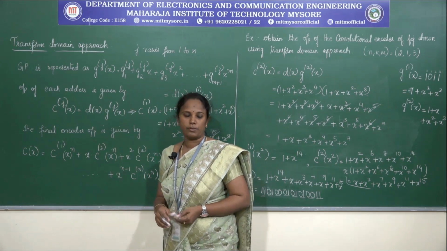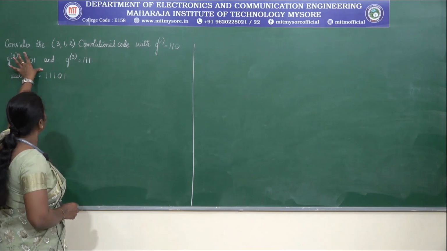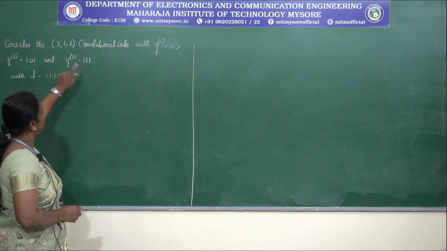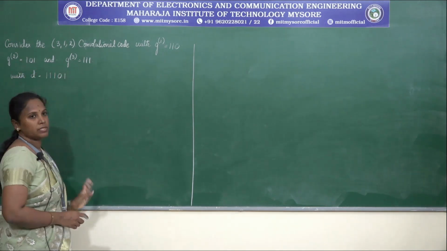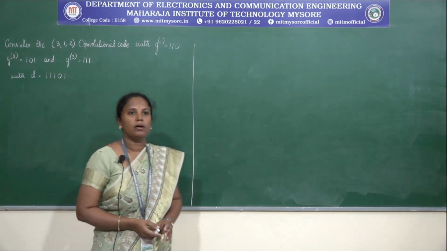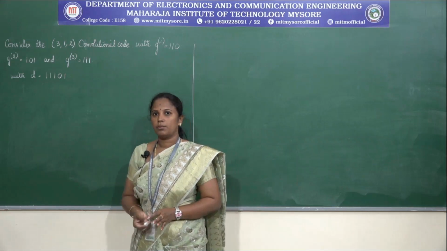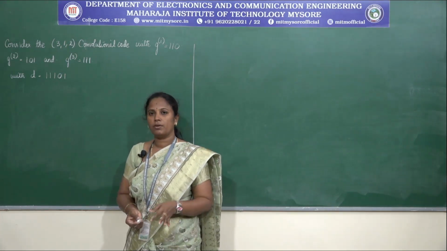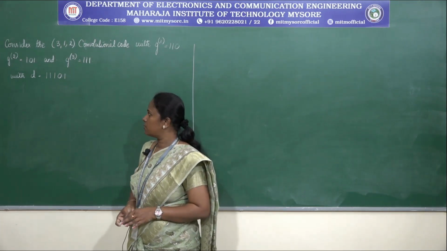the transform domain approach. The problem is given as: consider the 3, 1, 2 convolutional code with G of 1, G of 2 and G of 3, with the message input which is given. So we need to find the convolutional codes by using either the time domain approach or the transform domain approach, and we need to verify whether we get the same codes when we use either of those methods.